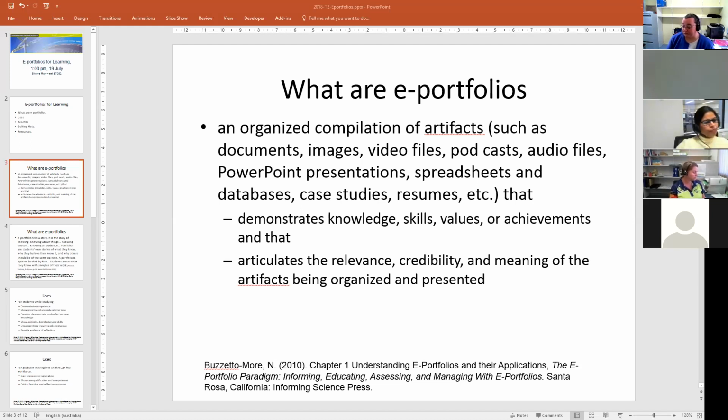And of course students could create their own if they wanted to do a WordPress site or whatever else, but it's up to you and them as to what you see as the most relevant option for a portfolio. Yeah.